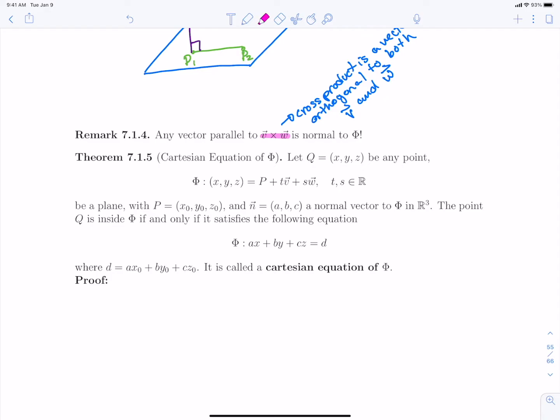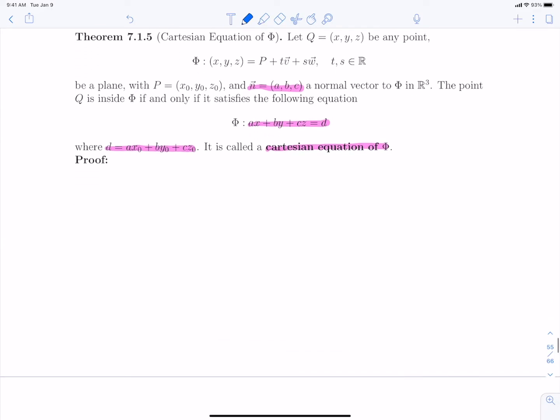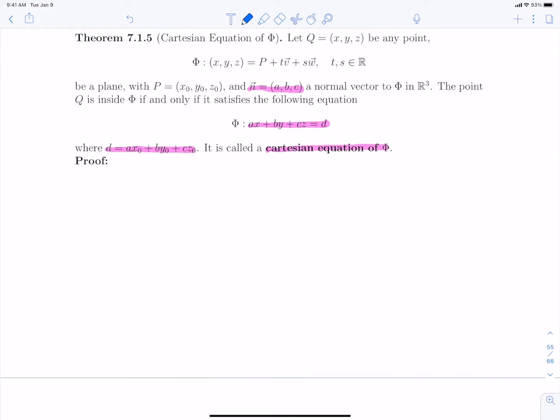I use the normal, a, b, and c, the values of the normal, and it's written ax plus by plus cz, and d is found by plugging in any point into the plane. And this is called the Cartesian equation of phi. Now, the Cartesian equation of phi will more likely be used in some situations.